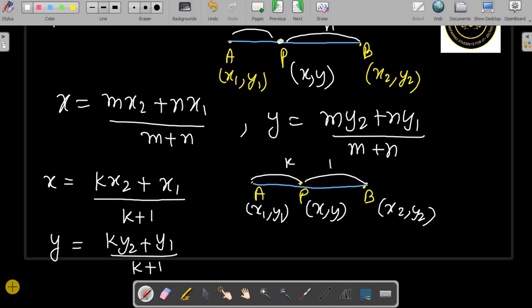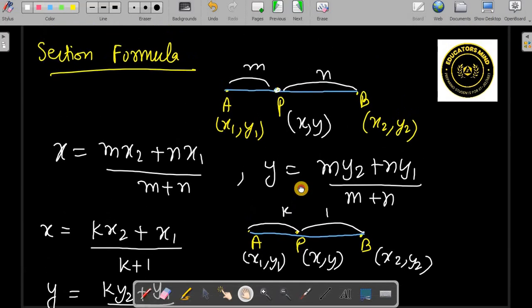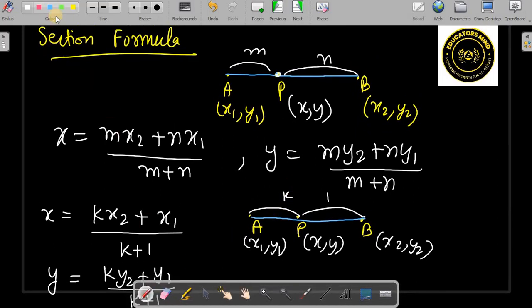This is better because you have to just take k is to 1. Sometimes it is m is to n. If it is given, then you can take that. This is for internal division, the point dividing internally.